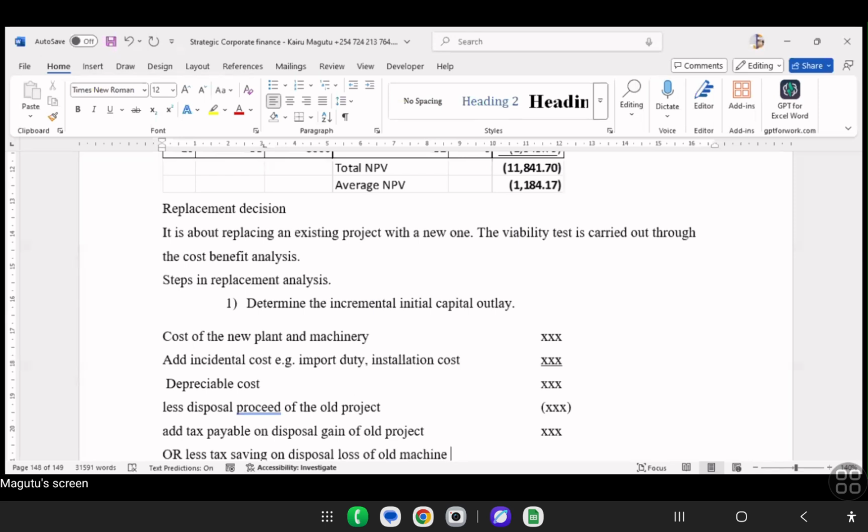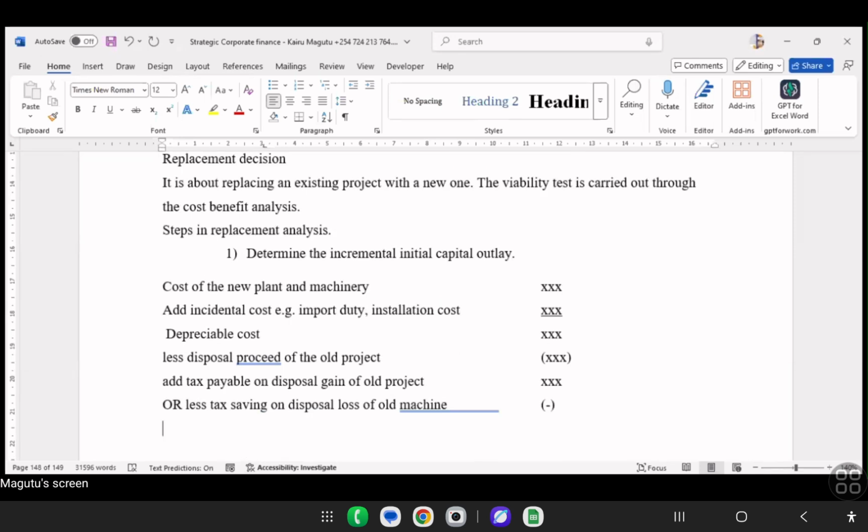What we do consider is that when you are working on a new project, you want to get a more efficient project, you could be required to have the incremental net working capital.